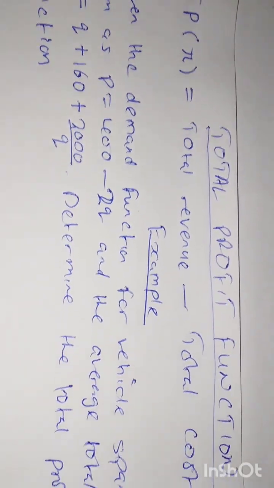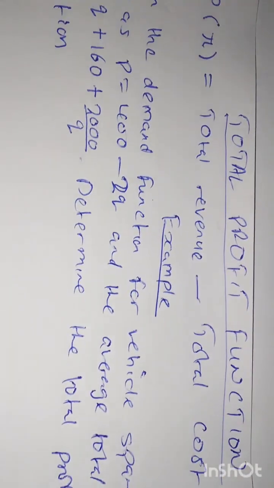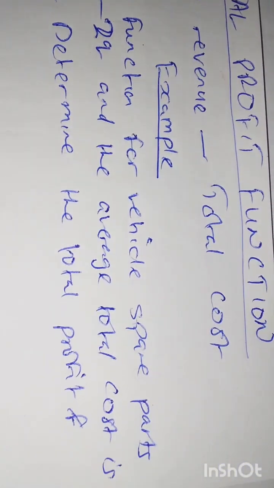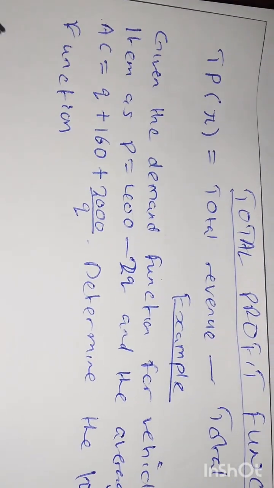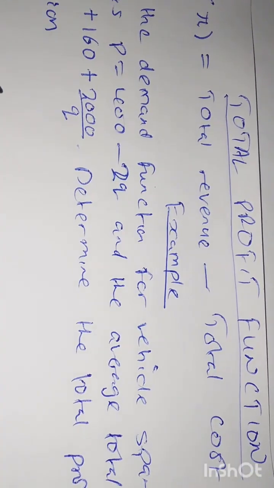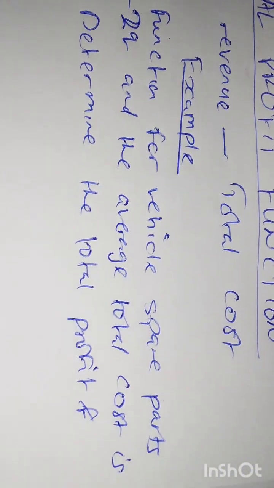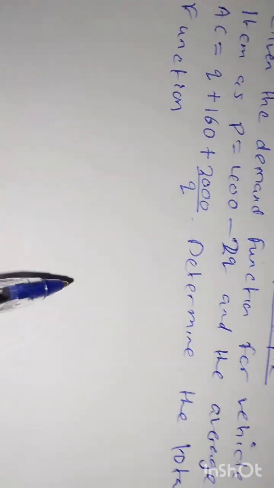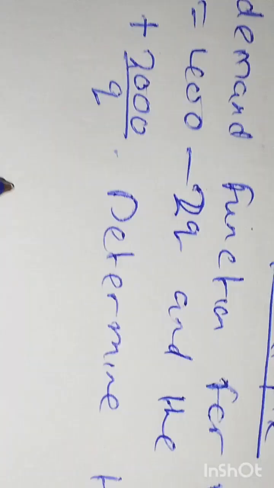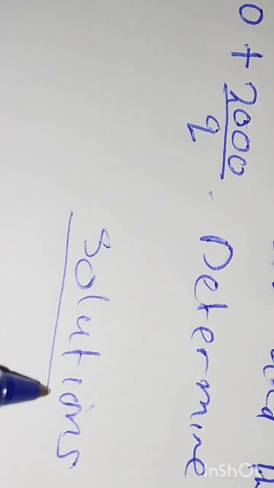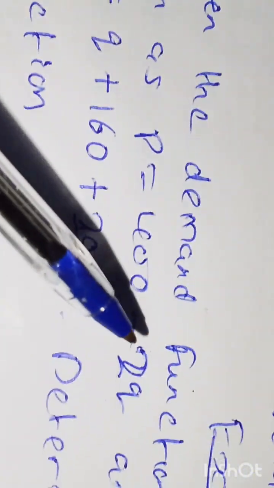Given the demand function for a vehicle spare parts item as P is equal to 400 minus 2Q, and the average total cost AC is equal to Q plus 160 plus 2000 over Q, determine the total profits function. So let's go to the solutions. The solution. First and foremost, let's see what you have been given here.